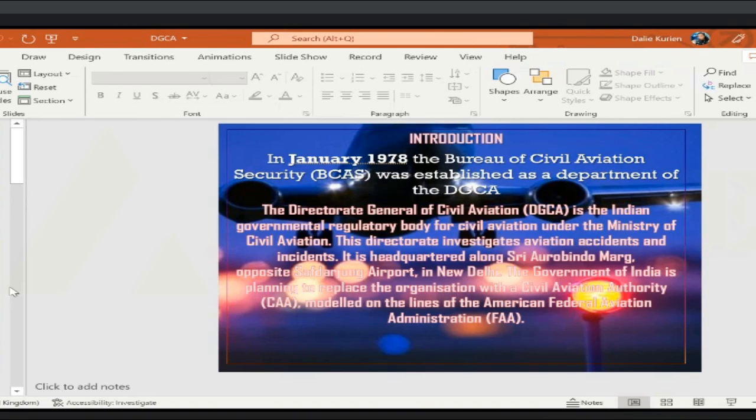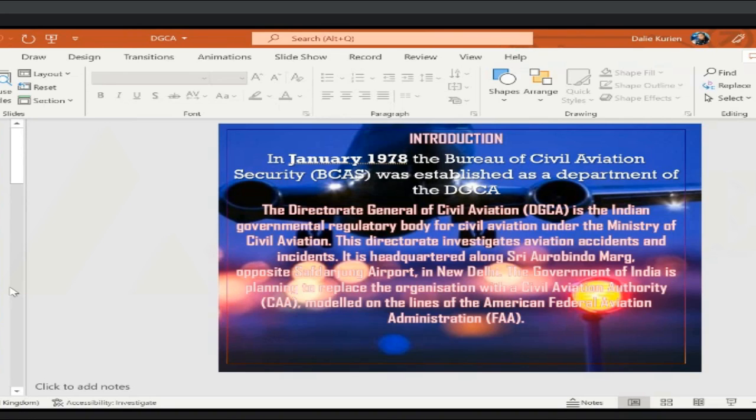So the Director General investigates aviation accidents and incidents. Now they are majorly into accidents and incidents, and it is headquartered in Sri Aurobindo Marg in New Delhi, Safdarjung Airport. So everything is in New Delhi itself. Our civil aviation base is only New Delhi.